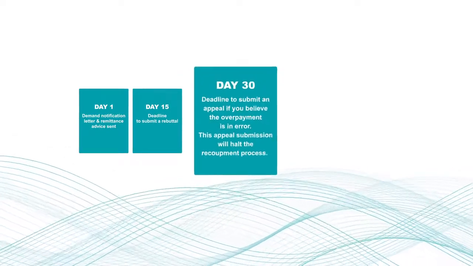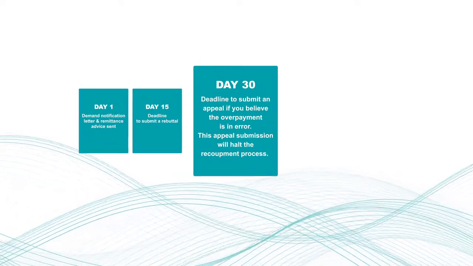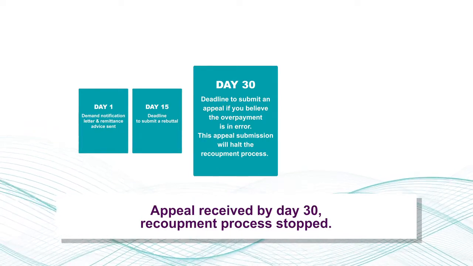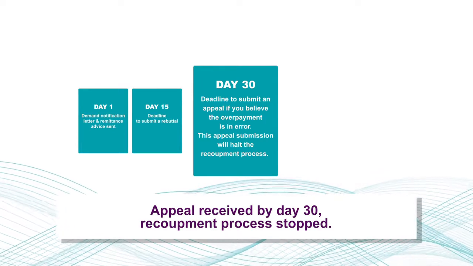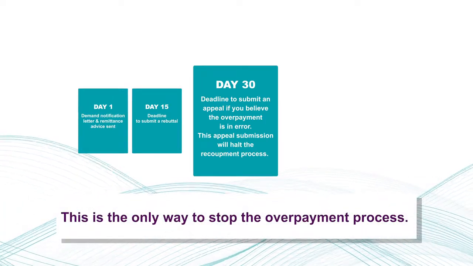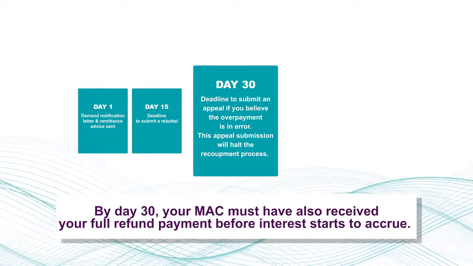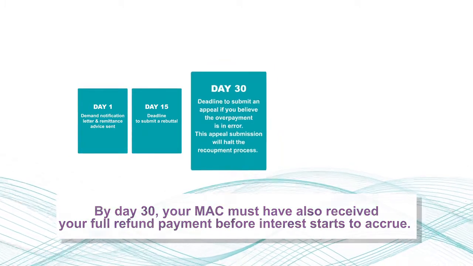Day 30 is critical. If you believe the overpayment is an error, submit an appeal. If the appeal is received by day 30, the recoupment process is stopped until a decision is rendered on the appeal request. This is the only way to stop the overpayment process. By day 30, your MAC must have also received your full refund payment before interest starts to accrue.